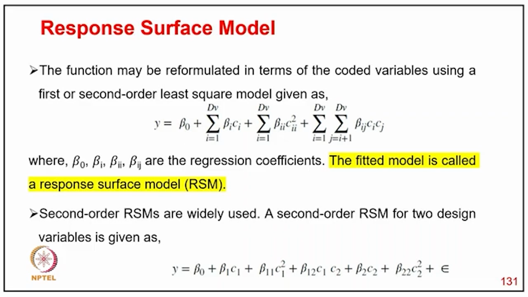y = beta 0 plus the summation over i = 1 to dv of bi ci, plus the summation of bii ci square, plus the summation over i and j, with j from i+1 to dv, of bij ci cj, where b0, bi, bii, bij are the regression coefficients, and the fitted model is called a response surface model, RSM, and second order RSMs are widely used.